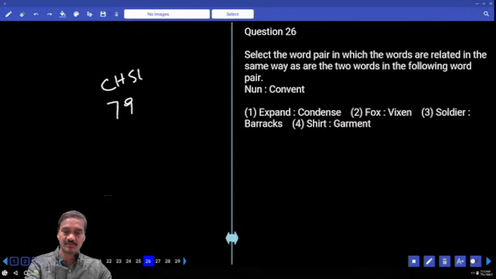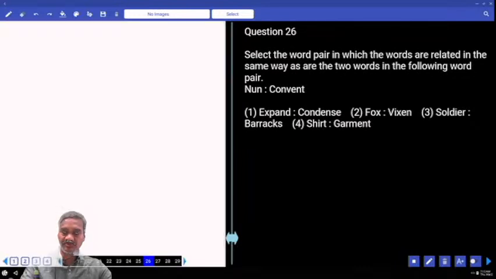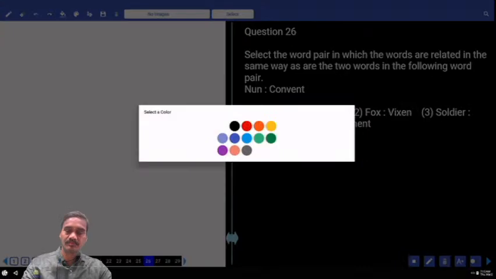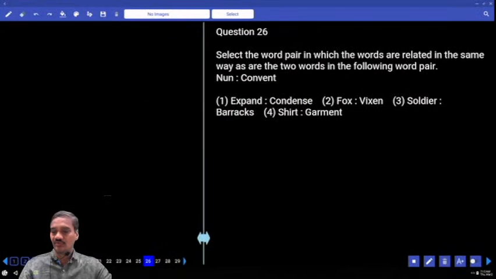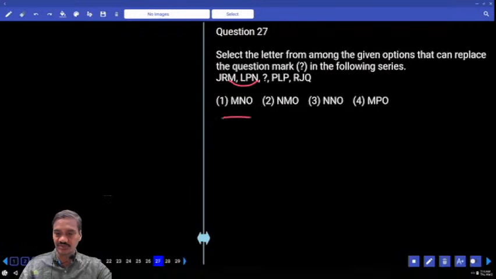Paper number 79, CHSL. Question number 26 is based on verbal analogies. Nun and convent: what is the relation between these two? The nun works in a convent and similarly the soldier works in barracks. So choice 3, question number 26.